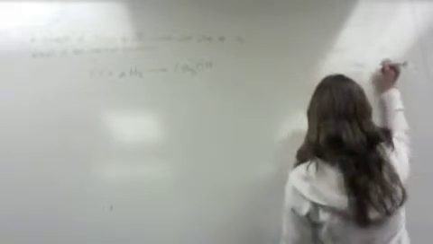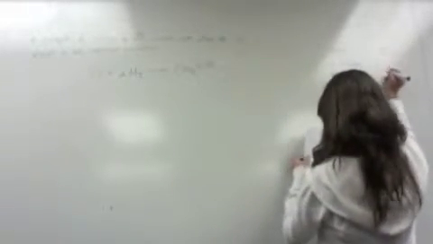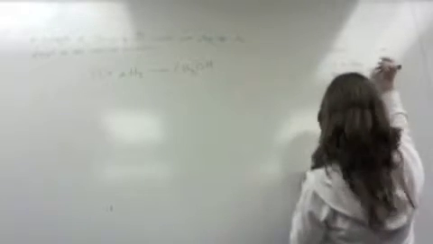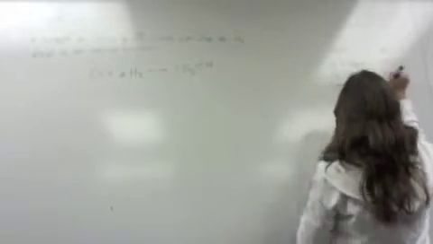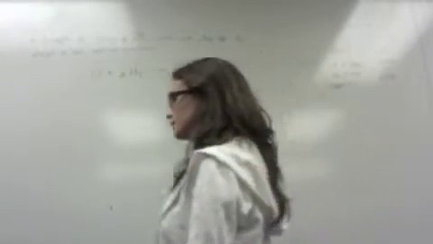We also can calculate the molar mass of each of these substances. The molar mass of carbon monoxide is 28 grams. The molar mass of hydrogen is 2 grams. And the molar mass of methanol is 32 grams. With this information, we can begin to do our stoichiometry.